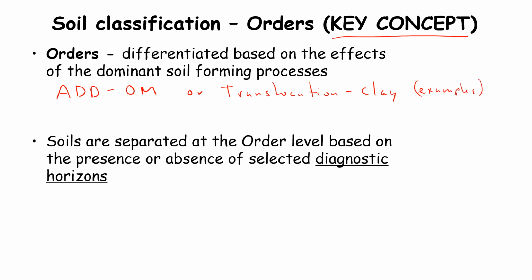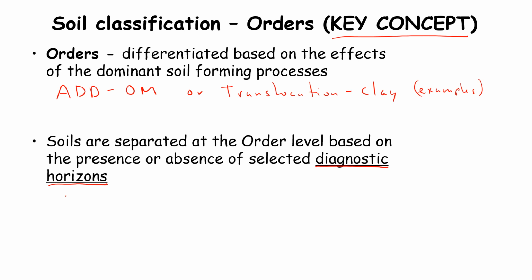And based on the dominant soil forming processes, soils are going to be separated at the order level based on the presence or absence of selected diagnostic horizons. And so this is a key concept. The diagnostic horizon is what tells you specifically that you're in a certain kind of order of soil.